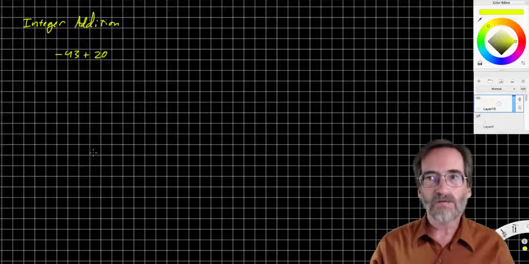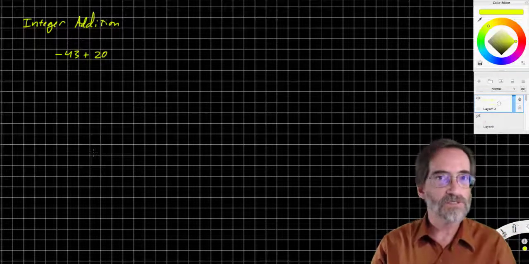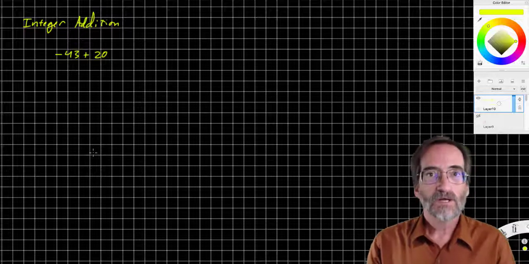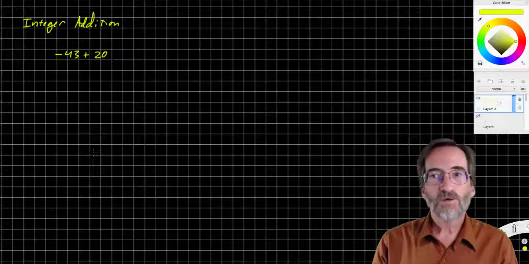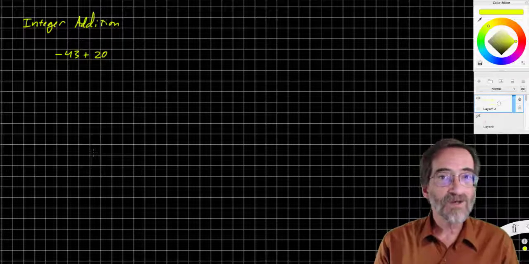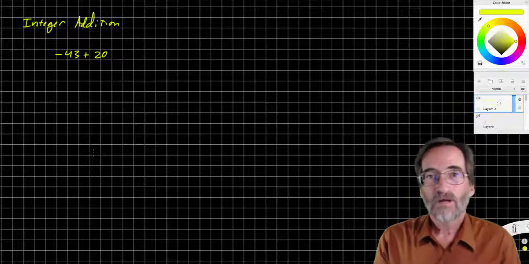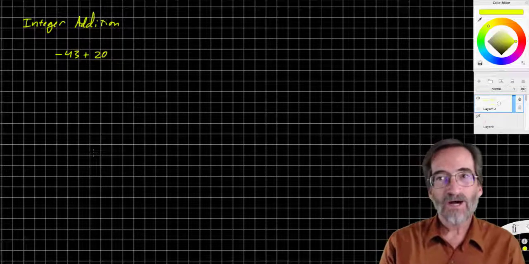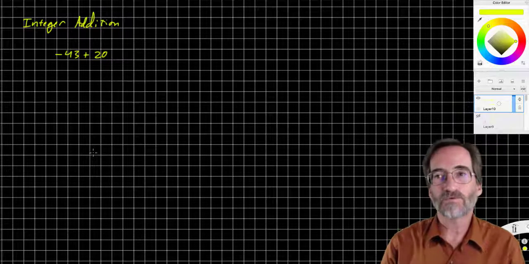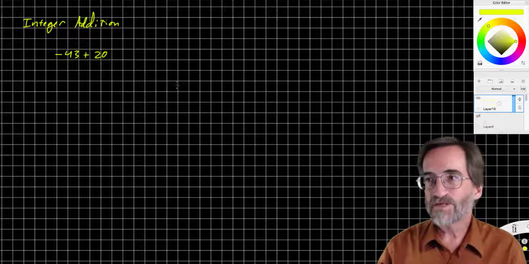A negative is like I owe $43 instead of I have $43. They're opposite in meaning. So if I owe $43, but I have $20 in my pocket, the amount of money I actually have is the combination of those two things. And it works best to think of a number line.